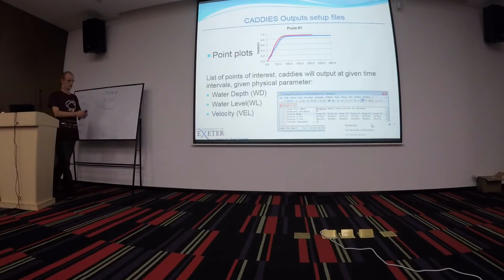So the outputs that are possible, there's 2 main types of outputs that you can have. Point plots, which will take a certain location or set of locations on your grid, and then it will tell you the water depth, water level, or the velocity at that or those points over the course of time.